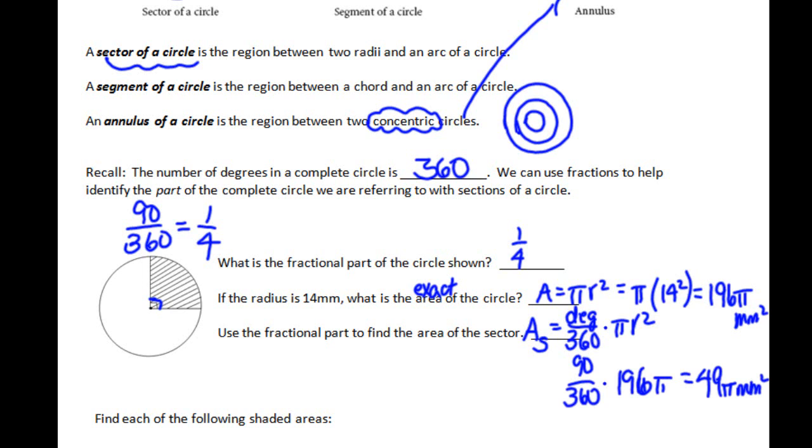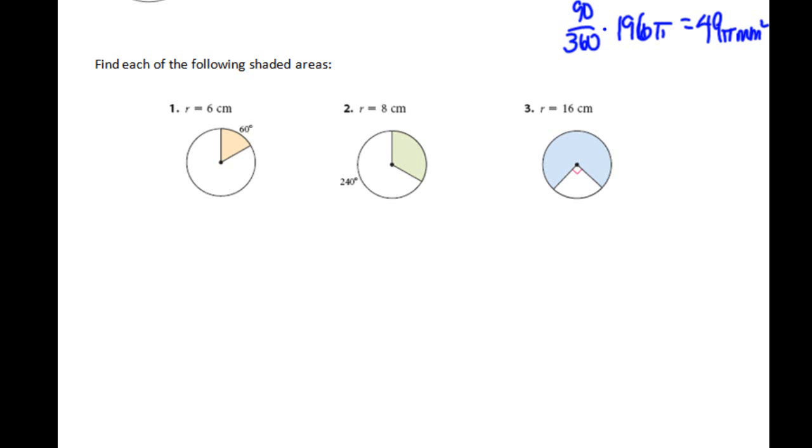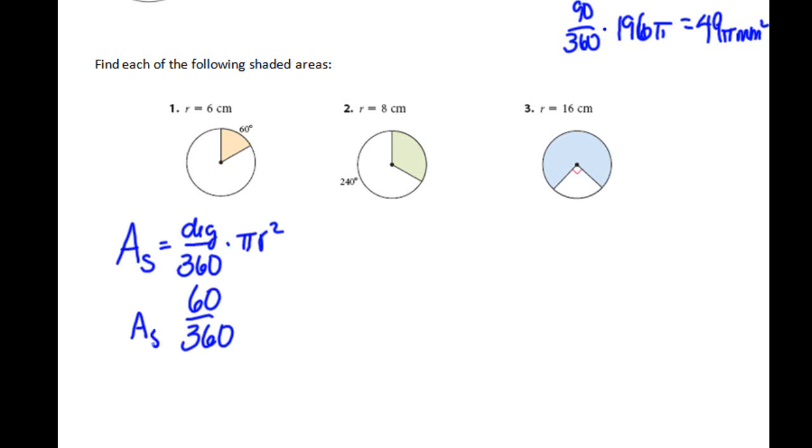So let's try a couple of these examples. If you'd like to pause here and try them on your own, that might be a good strategy, or you can walk with me on one of them and then pause after that. Again, the area of a sector is going to be the degree measure over 360 times pi r squared. In this case, it's 60 degrees over 360, which is just 1/6, times pi times 6 squared. You can go ahead and work out the math there. And the area of the sector is going to be 6 pi centimeters squared.